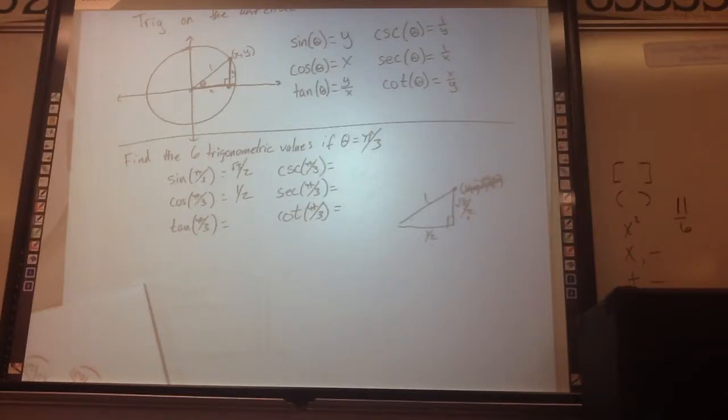Can you find the rest? What's the tangent? I want to know.